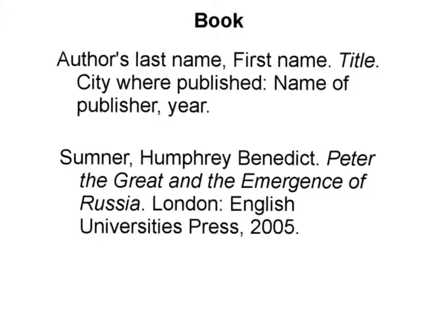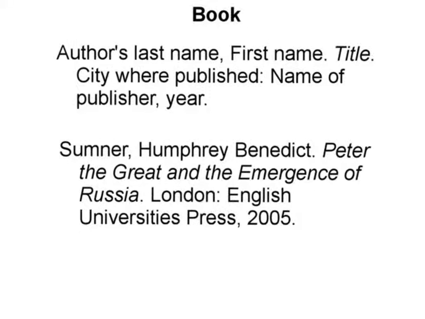When you write a bibliography entry for a book, this is the format you will want to follow. The first thing you are going to list is the author's last name and then their first name. So in this example, the author's last name was Sumner and his first and middle name was Humphrey Benedict. So we did Sumner, comma, don't forget that comma, that's really important, Humphrey Benedict. And then after that, we add a period.